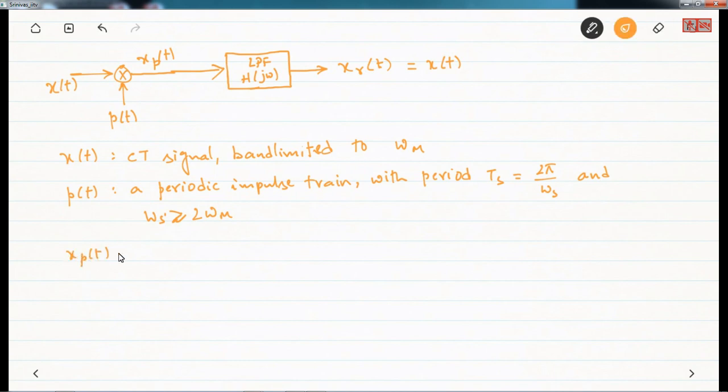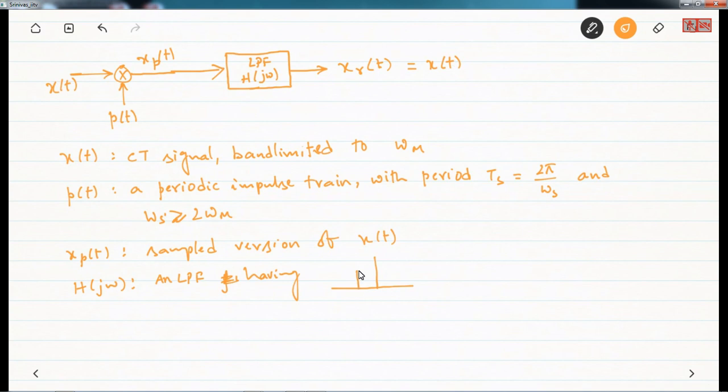What is xp of t? It is the sampled version of x of t. Then h of j omega is a low pass filter, an LPF, having this characteristic. It's an ideal LPF having a cutoff frequency.